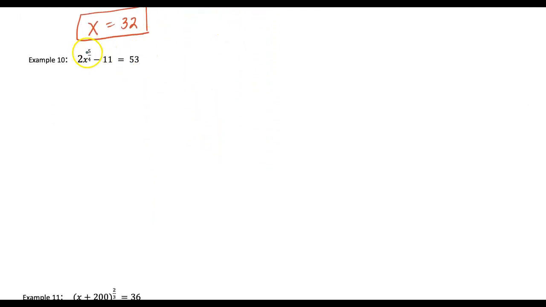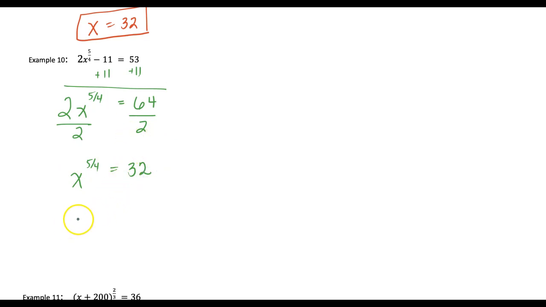A few steps to get to that x variable, so let me add 11 to both sides of the equation, and we have 2x to the 5/4 power equals 64. Let me divide both sides by 2 to get that variable x alone to the 5/4 power equals 32. And now let's go ahead and raise both sides to that reciprocal 4/5 exponent.